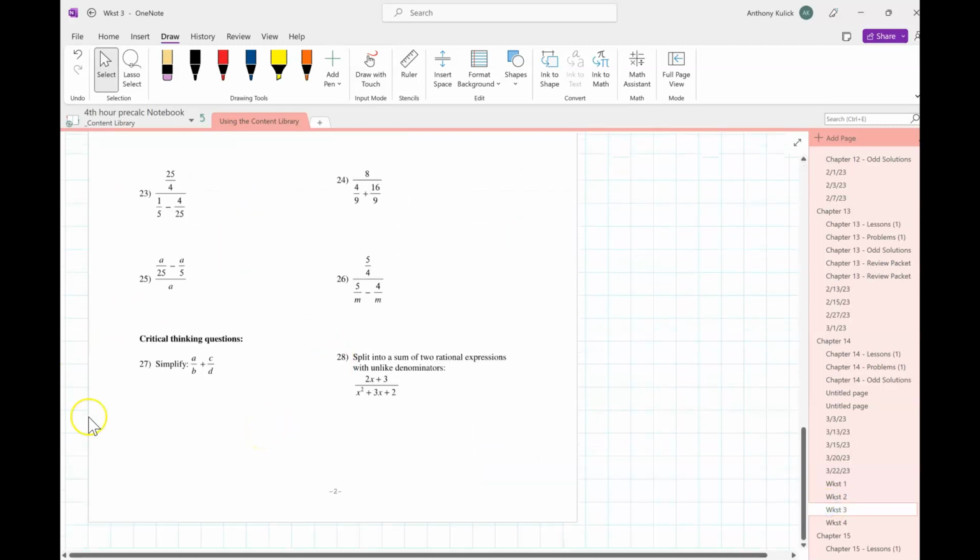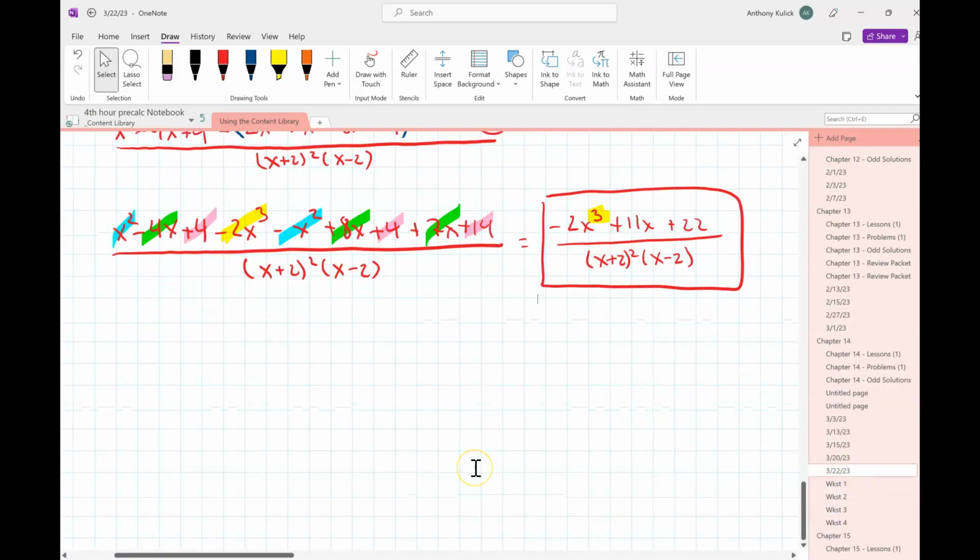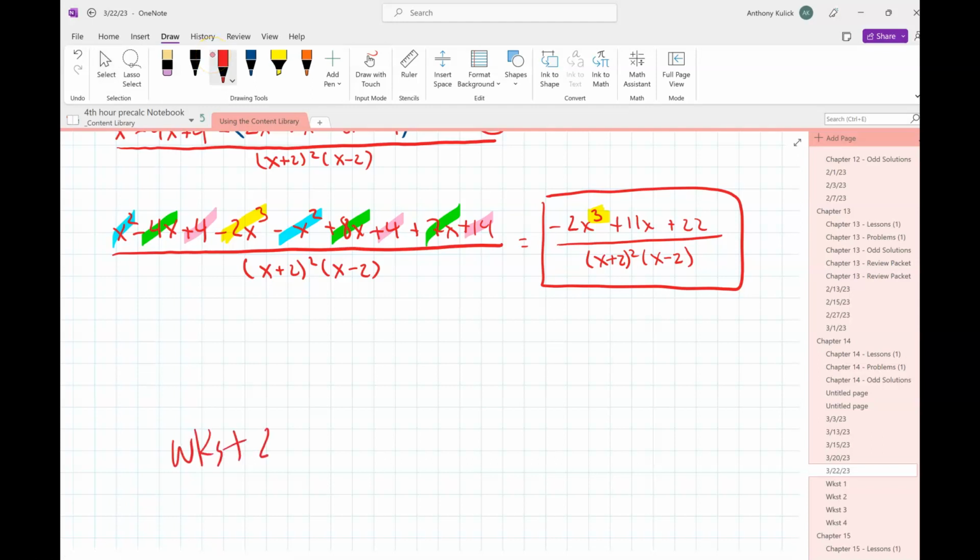And then on worksheet 3, don't worry about these critical thinking questions at the end. So just do the odds from worksheets 2 and 3. I put 4 of these in here. I'm not sure we're going to do all 4 of them. So right now we're just doing 2 and 3 and just the odds from those. We might come back and do the evens as a second pass, depending on how you guys think things went, right?